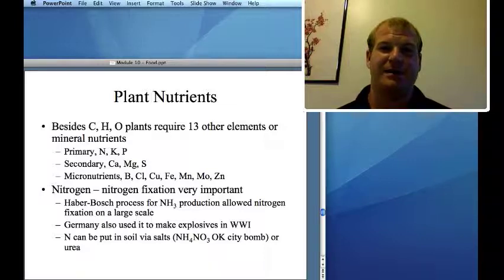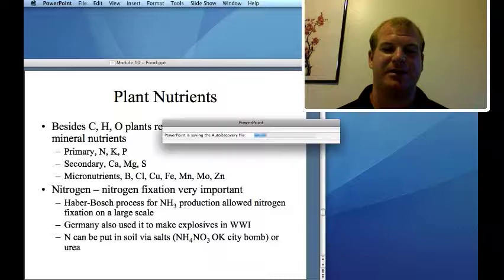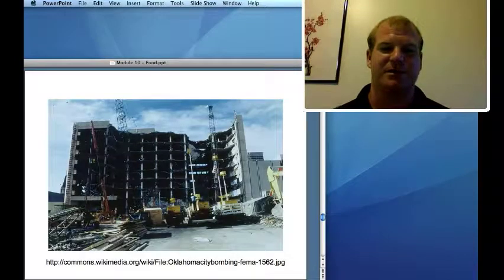And at the time, the source of nitrates for fertilizers and explosives was Chile, and so the Allies blockaded Germany, thinking this would be a fast and easy war. Unfortunately, Germany made their own fertilizer and explosives synthetically, so the blockade didn't work. And so nitrogen can be put in soil via salts. Ammonium nitrate is also a common explosive, and the federal building in Oklahoma City was damaged from a nitrogen fertilizer bomb.